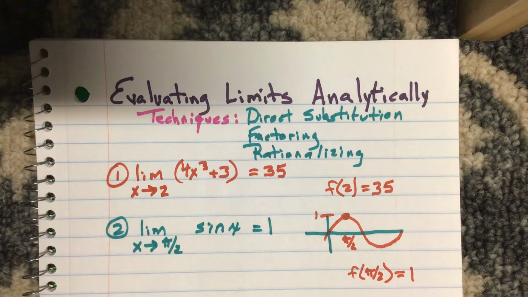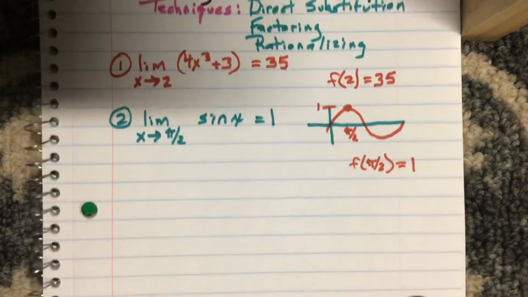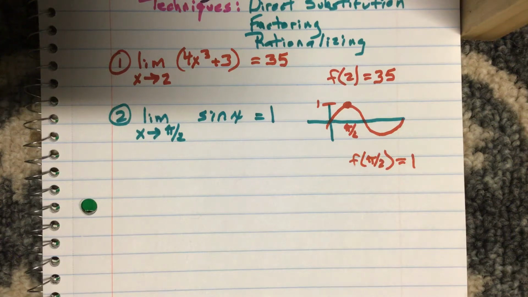It's nice because when you're doing direct substitution, you just have to plug the x value into the function, and it gives you the limit. It gives you the actual value, which is the limit. Okay, let's look at a couple of other techniques, factoring and rationalizing. A little more work is involved here.